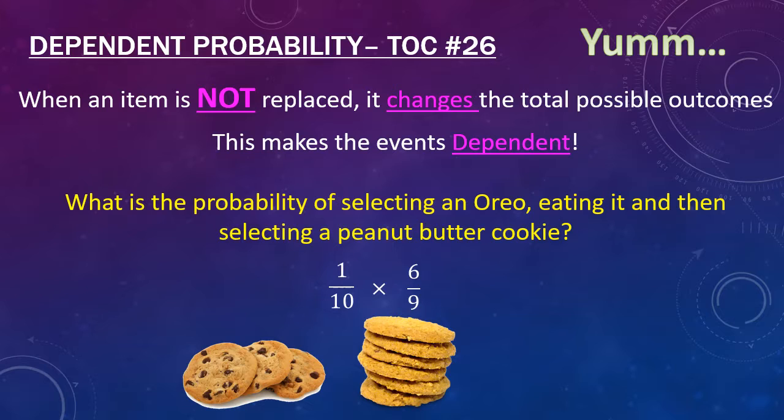So it's now 1/10 times the 6 peanut butter cookies, but now instead of 10 cookies, there's only 9 left. Before I multiply these, I am going to simplify the 6 and the 9 because they can both be divided by 3, and that would simplify to 2/3. Then when I multiply, I get 2 over 30, which again I can simplify by 2, and my final answer would be 1/15. That is just an example for you to see. You can pause the video and write it down, but you don't have to.